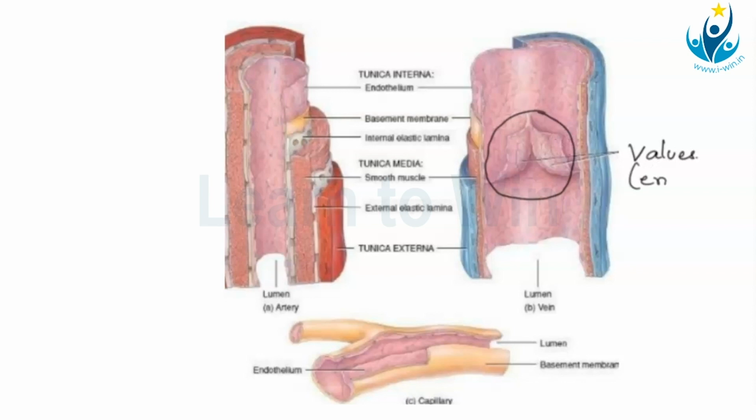Right. Now these valves are formed from the endothelial membrane. So the endothelial cells of the tunica interna form this particular flap-like structure. Now what do these flaps do? These flaps or folds, which are called valves, prevent the backflow of the blood.